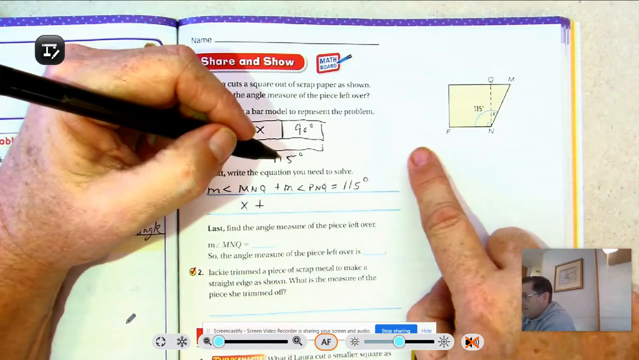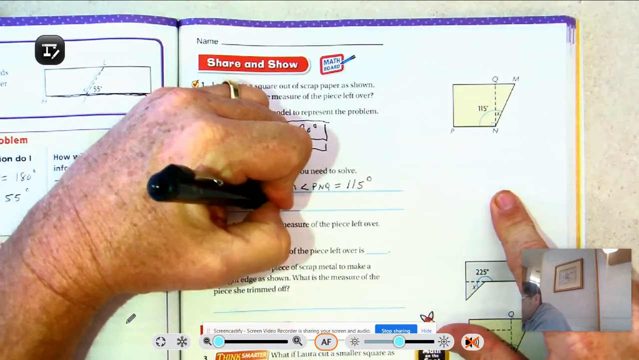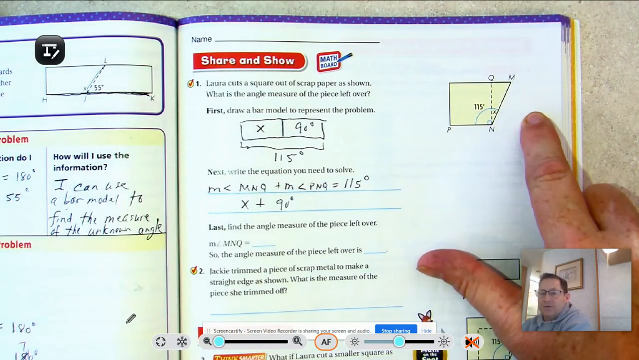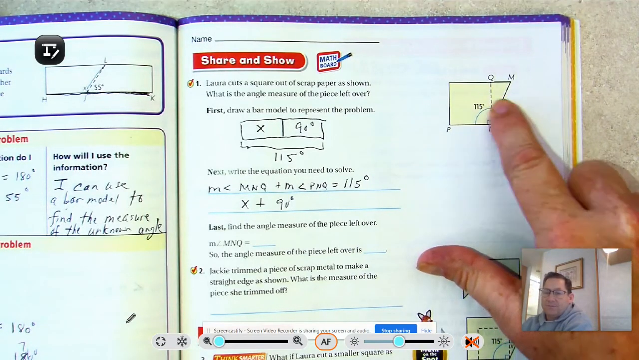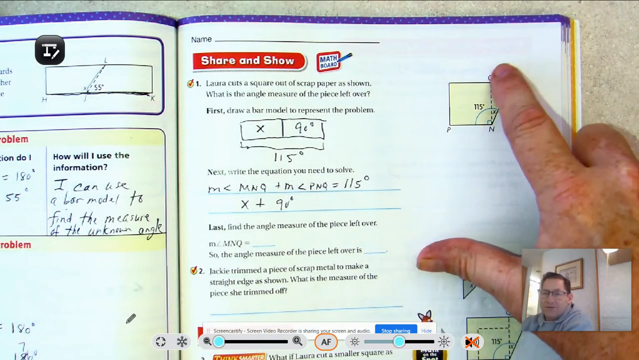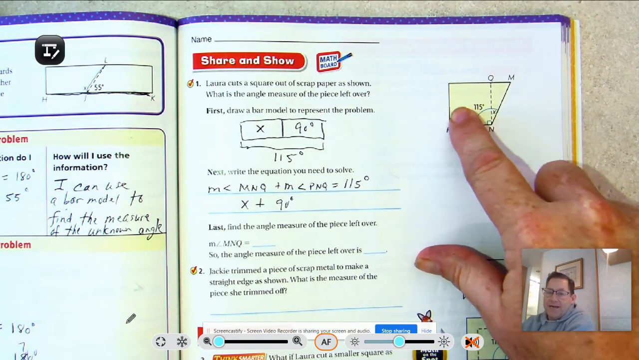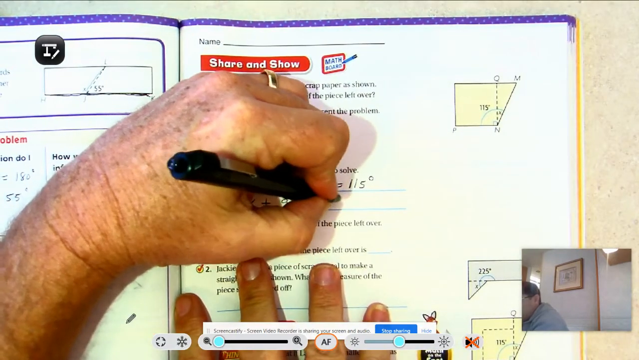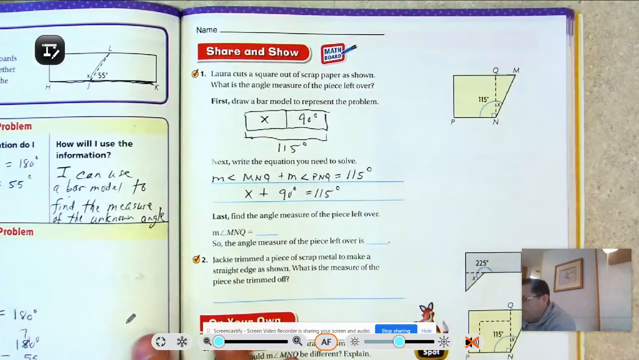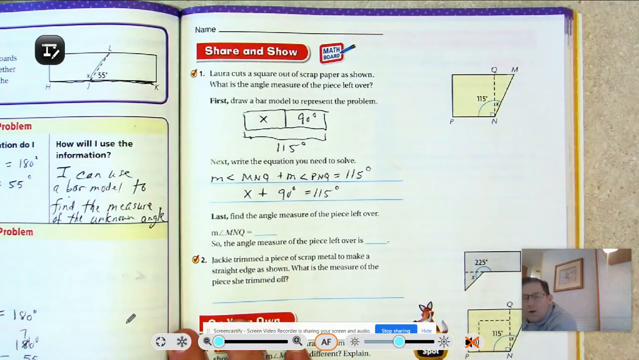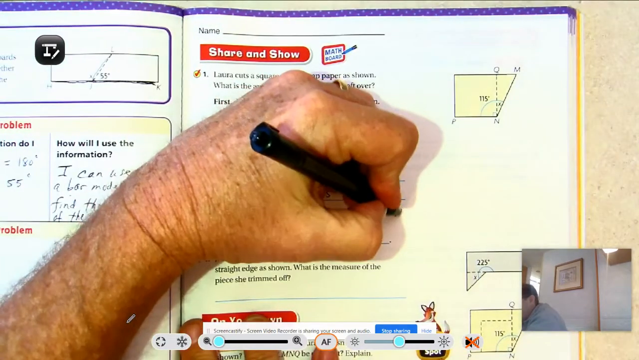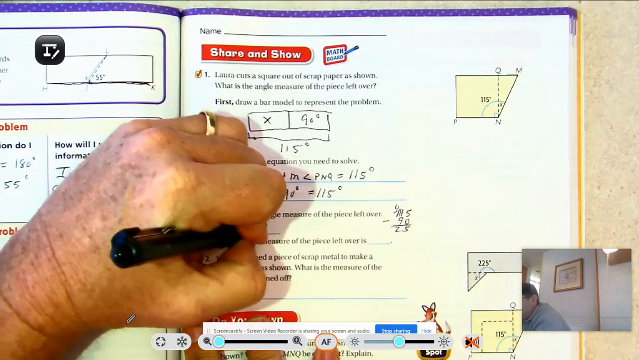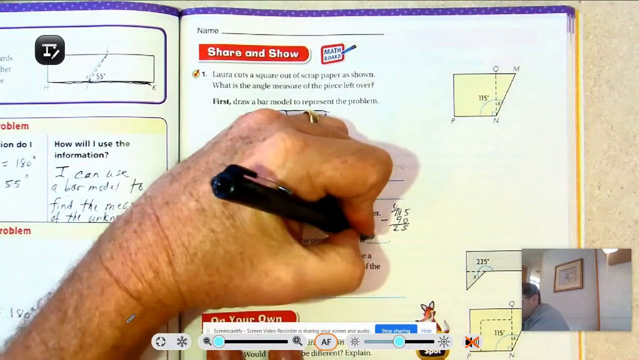PNQ is 90 degrees. It is not 115. 115 is the entire piece of paper. What was left after she cut it off was a 90-degree angle. Okay, so x plus 90 equals 115. So what's the angle of the missing piece? Well, it's 115 minus 90. So 25 degrees.